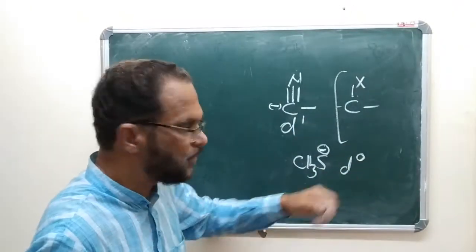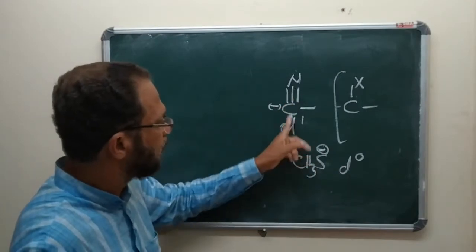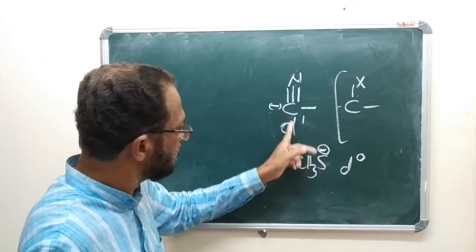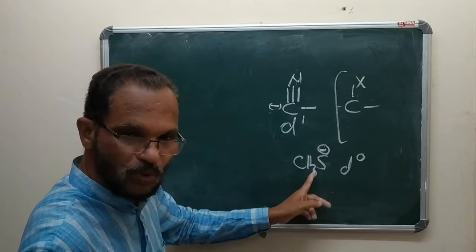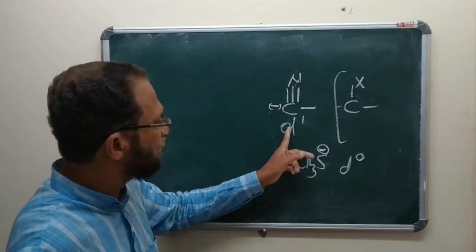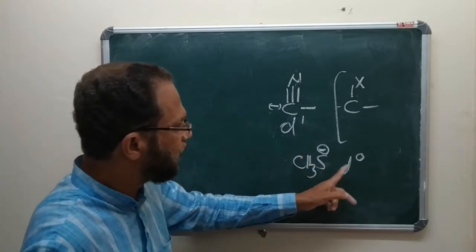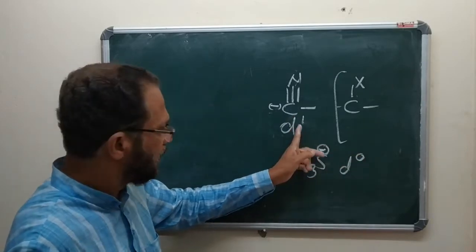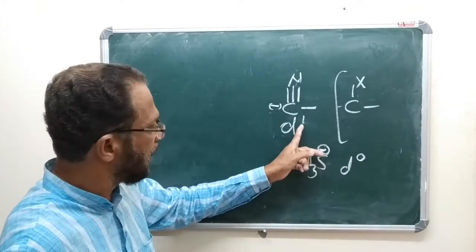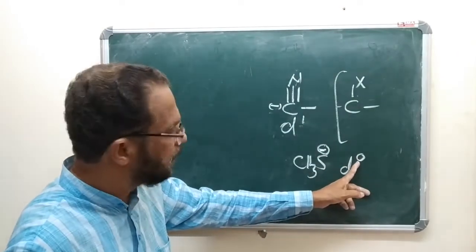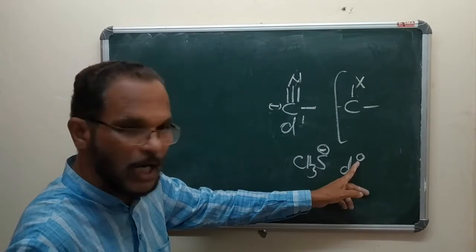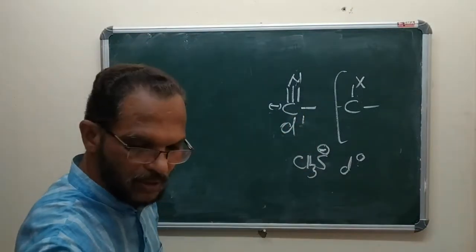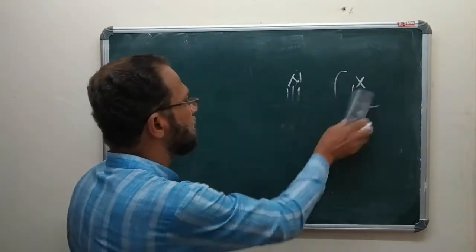Or A1 and A0. That is, both functional groups contain a carbon atom. Both functional groups, that is cyanide, cyanide is a functional group, and CH3S- is also a functional group. But the first one is called a D1 synthon, while the second one is called a D0 synthon. The superscript 1 and 0 indicate that here the carbon atom is the reactive center, and here there is no carbon atom reacting. Even though a carbon atom is present, it is the hetero atom that reacts. So this is the classification of various synthons.